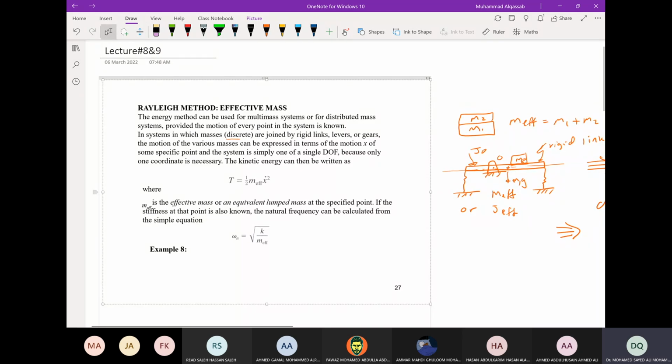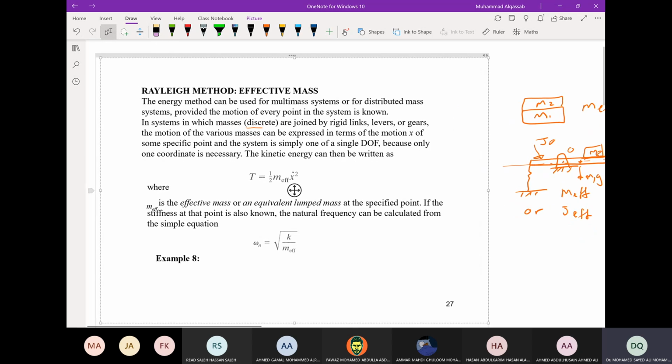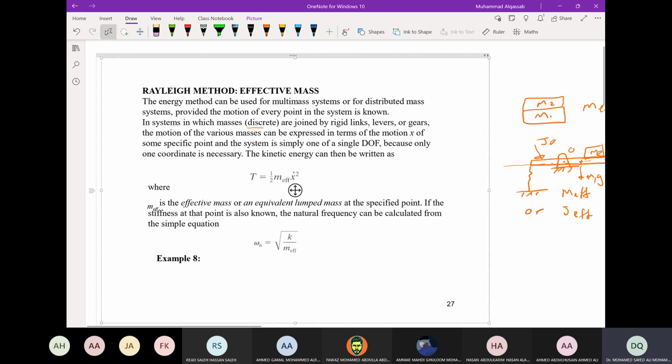This is the Rayleigh method, which accounts for the masses that were previously ignored. So when you get the mass, you call it effective mass. There are two types of systems here where we can get the effective mass.